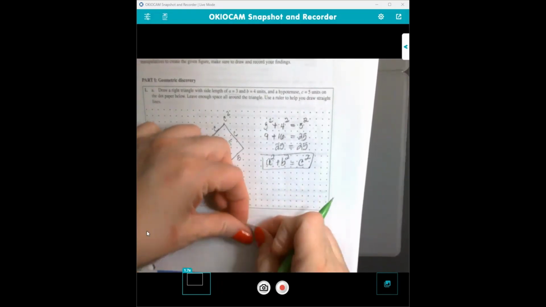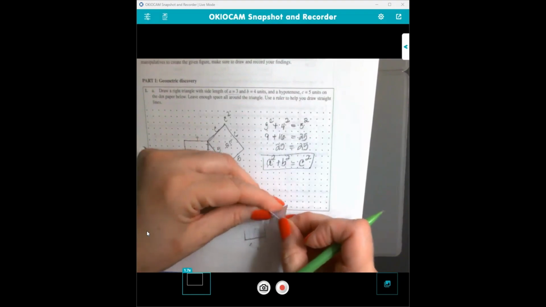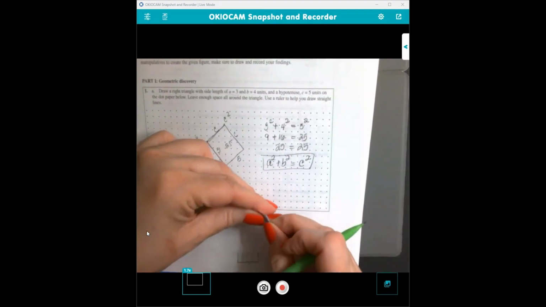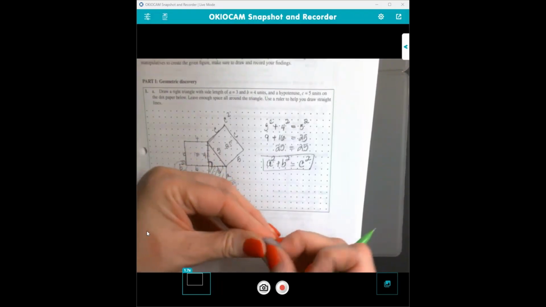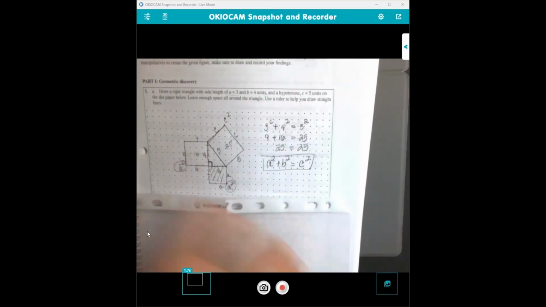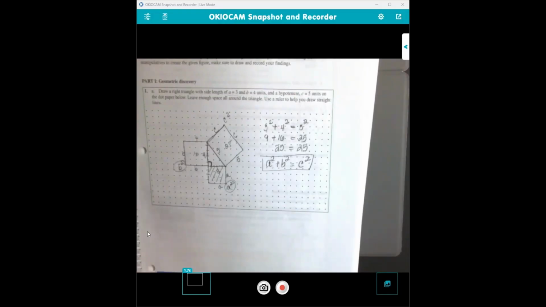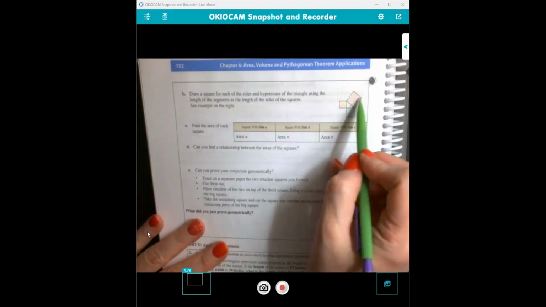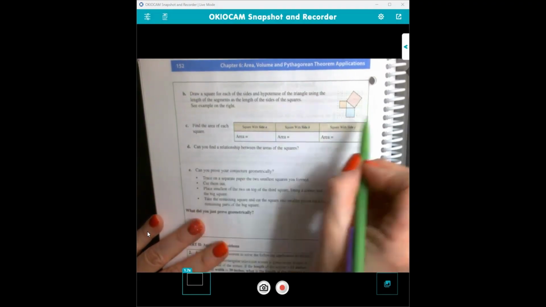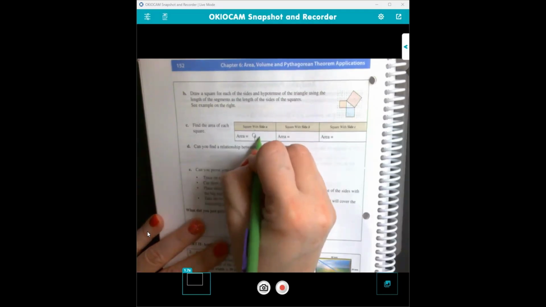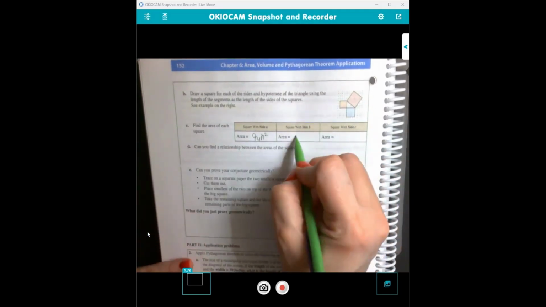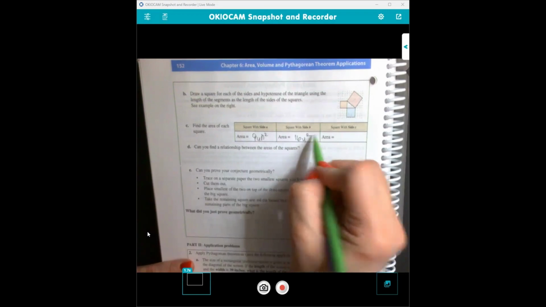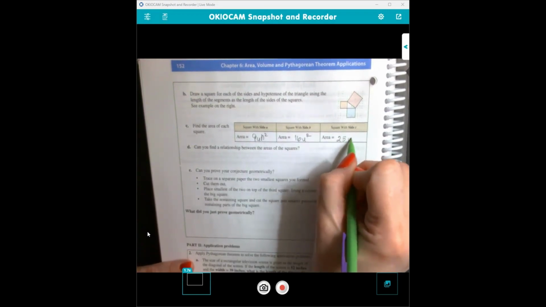So on the back, let me just move these little pieces. Now, on the back, you have an application problem. You see right here, it says a square with side A was 9 units squared. Square with side B was 16 units squared. And area of side C was 25 units squared, right?